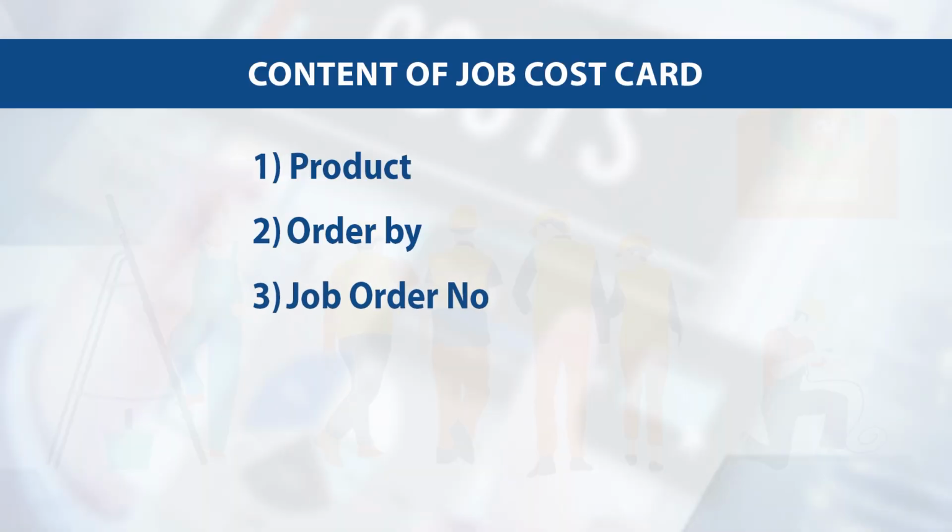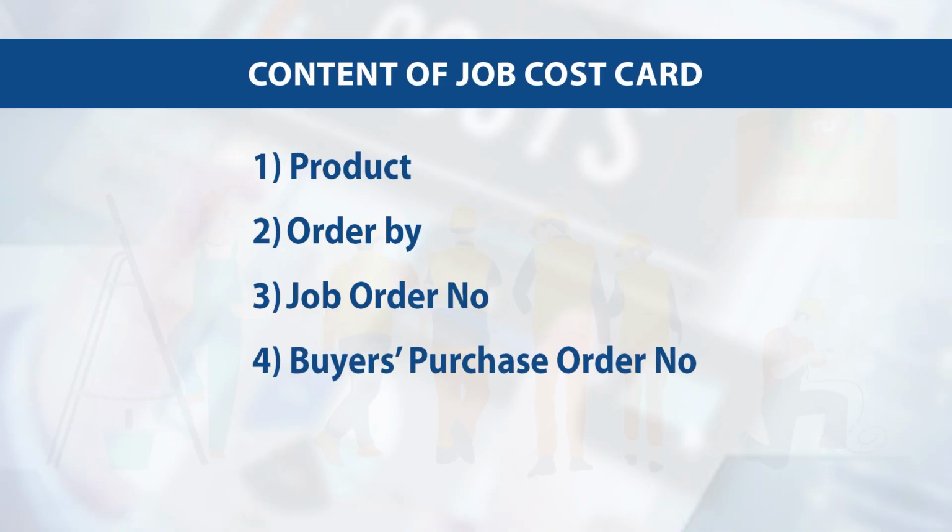Third, job order number. It is a practice in job costing that a job order is identified with its assigned number rather than name. It is connected with the specific customer. Fourth, buyer's purchase order number. An order is placed by the customer with the company for providing a product or service. This is an authentic document for agreement of supply of goods or service. In case of any dispute, this order is referred to by both the parties.